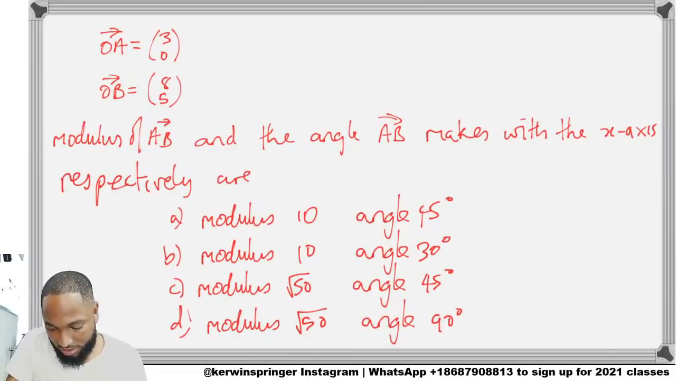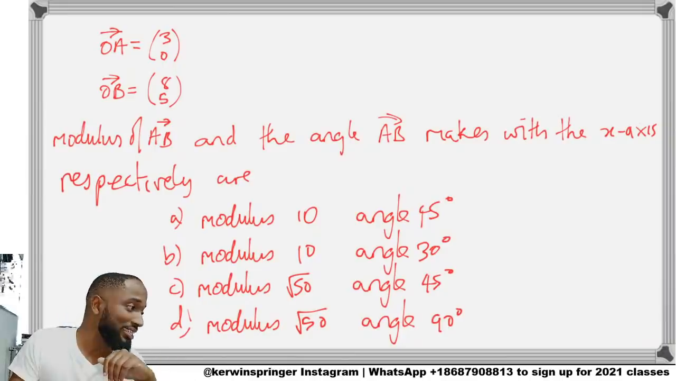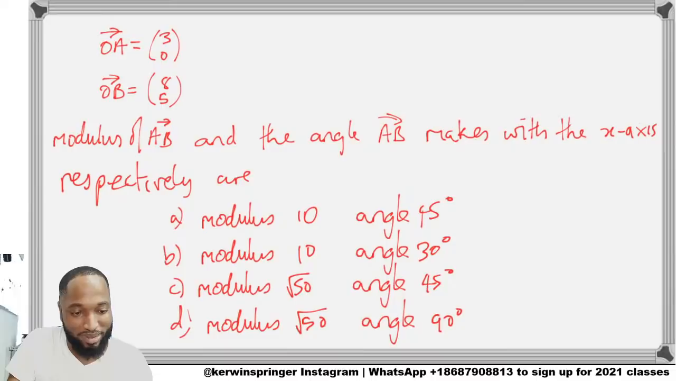Would this question come for CSEC? Well, definitely you're supposed to be able to find the modulus. The modulus of AB and the angle AB makes to the horizontal. So definitely you can find the modulus. So you should know how to find the modulus.